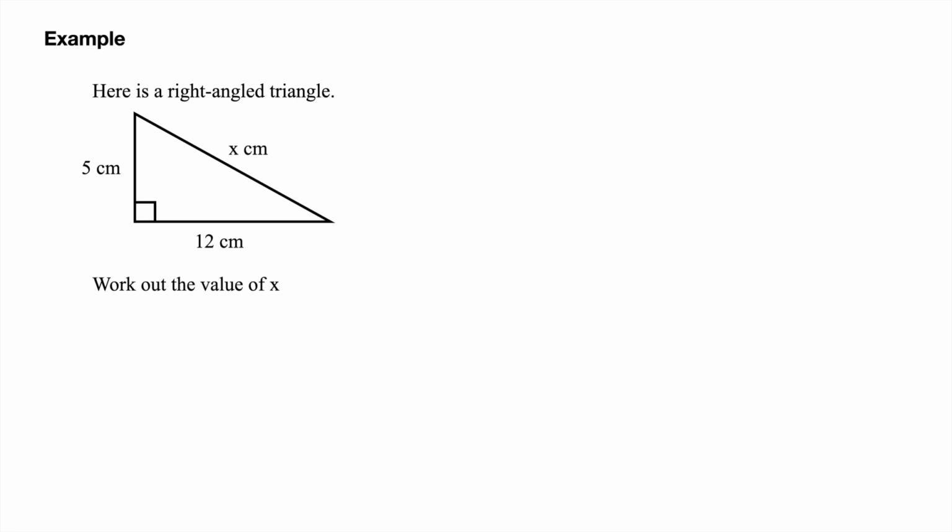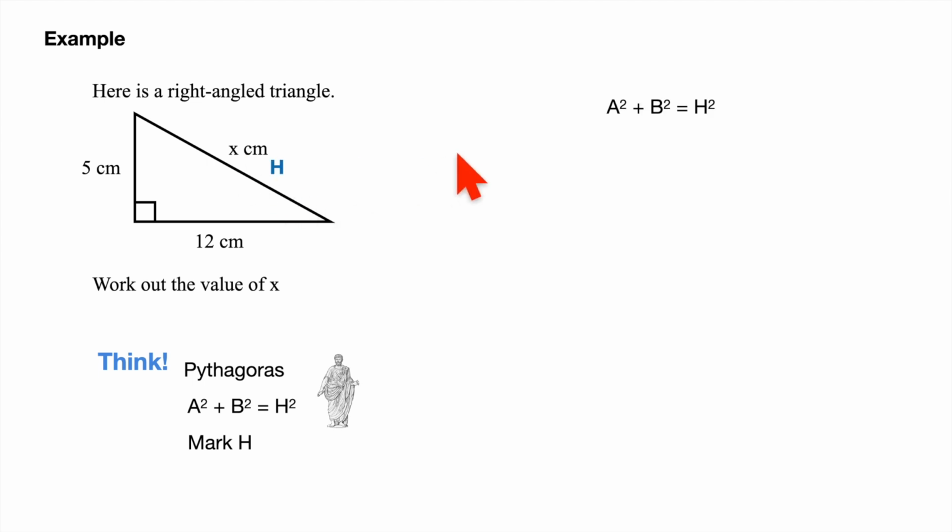So here's an example. Here's a right-angled triangle. We know it's right-angled because it's got a square and it says so. Find the value of x. Well, first thing I suggest we do is think. It's Pythagoras, it's just lengths. A squared plus b squared equals h squared. And importantly, mark h on the chart because now we know what we're doing. This is h, x.